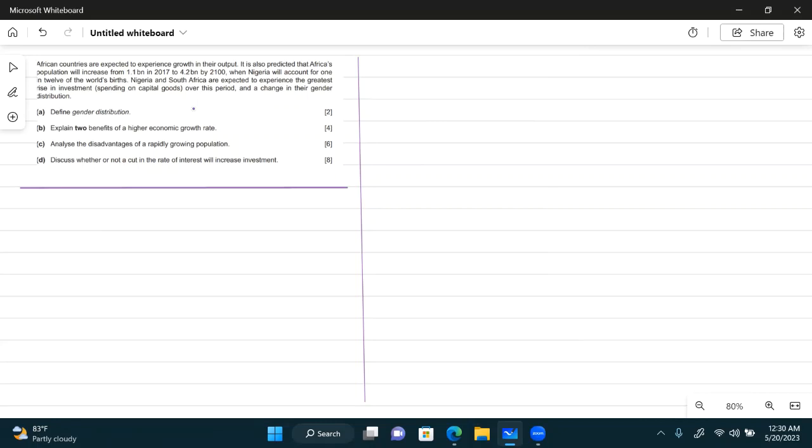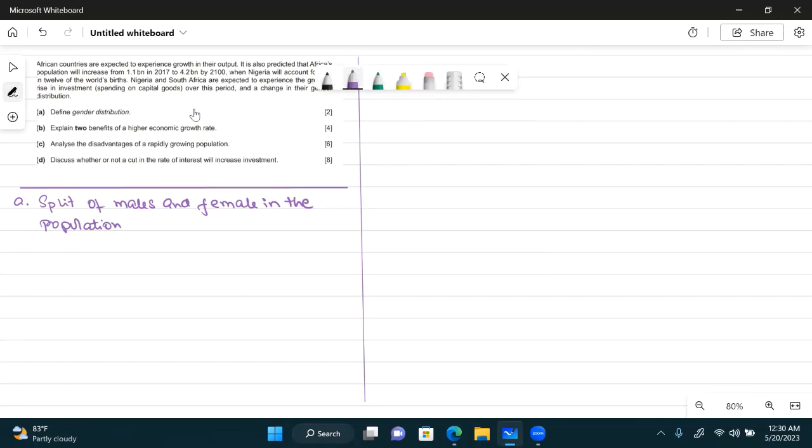Define gender distribution. So, Bismillahirrahmanirrahim, gender distribution is the split of males and female in the population of a country. Please do not use the word gender again, or you will not get the marks. It's going to be a tautological response. Split of female and male in the population of a country.